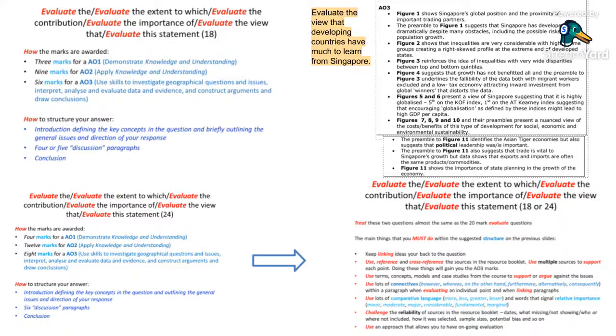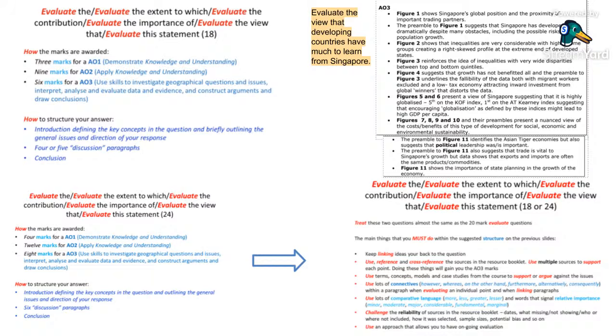And then I've suggested below, again, just a little bit more information on the 24 marker. I have said 6 discussion paragraphs, which is exactly what I said before. Some more ideas on how to structure on the right-hand side. I love this. Use multiple sources to support each point. Doing this will really help with those AO3 marks.